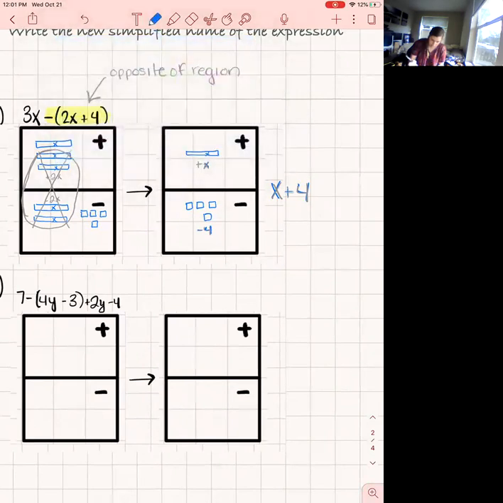Starting with, I need 7 positive unit tiles on the top, not in the parentheses. Okay, now I'm going to do the highlighted stuff. That's my stuff that goes in parentheses. So I have 4 positive Y tiles. There they are. That's a Y, that's a Y, Y, and Y. And I have 3 negative unit tiles. So there's the highlighted part down there on the bottom.